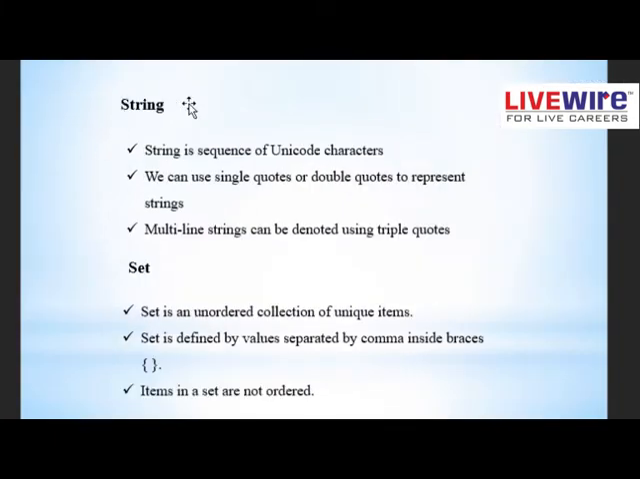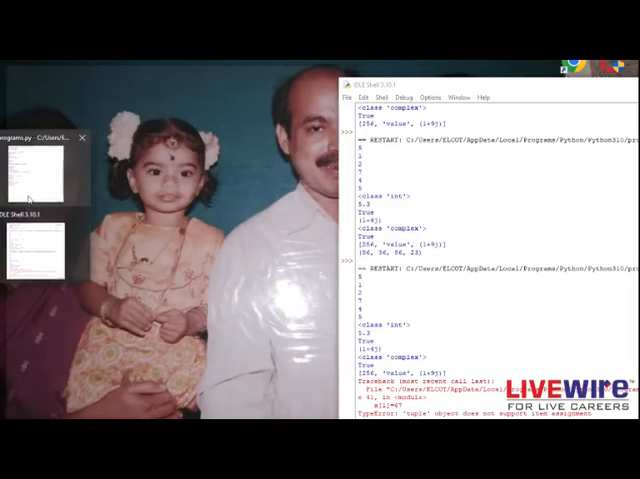Then we'll move on to strings. A string is made of Unicode characters. A string must be in single quotes or double quotes. A multi-line string can be denoted in triple quotes. Now we're going to work with strings.